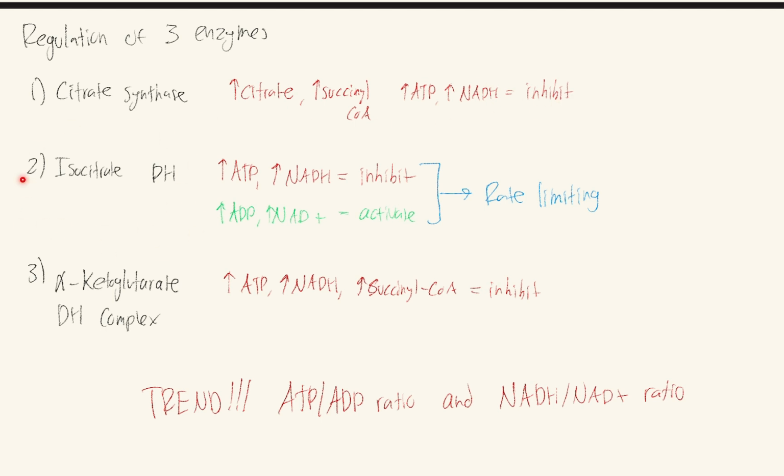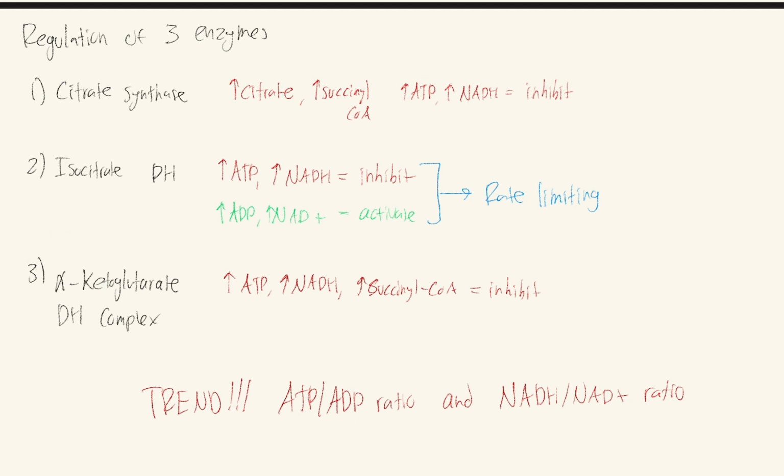The rate-limiting step of the citric acid cycle is isocitrate dehydrogenase, which is inhibited by high levels of ATP and high levels of NADH. Again, the energetic state of the cell dictates this, and it's activated by high levels of ADP and high levels of NAD+, which means it's activated by a low energy state. So again, big trend. I've highlighted it a million times now. The energetic state of the cell dictates carbohydrate metabolism.